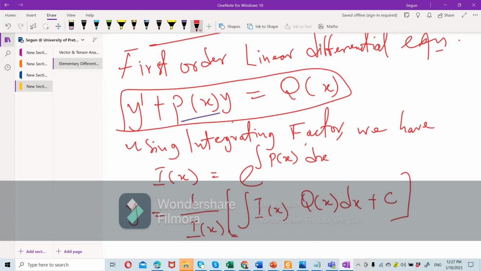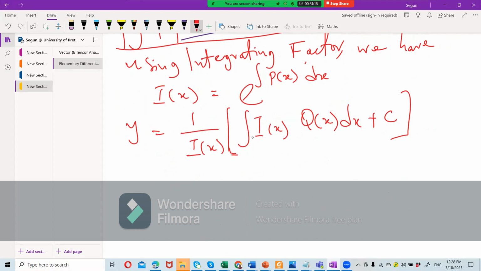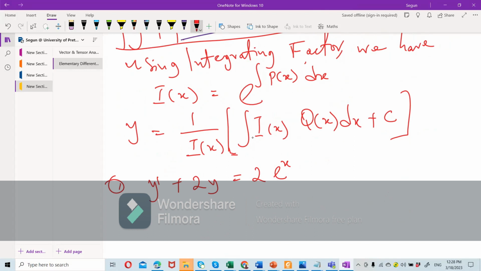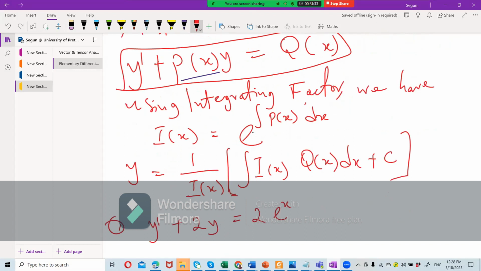So these are all just definitions of what we're about to solve. Now let's look at this example. Example 1 says y prime plus 2y equals 2 exponential x. Looking at this equation, it resembles the same general equation we talked about.